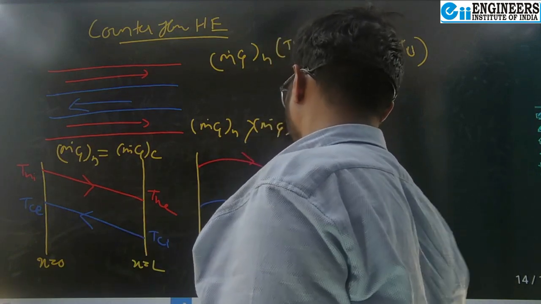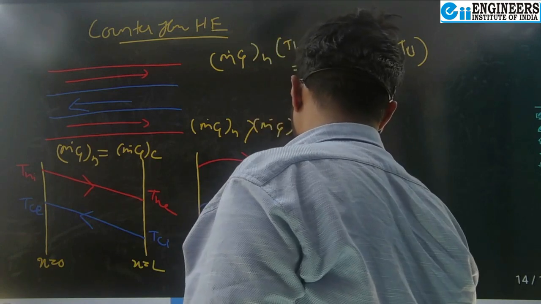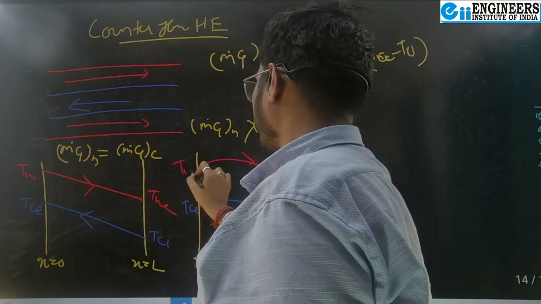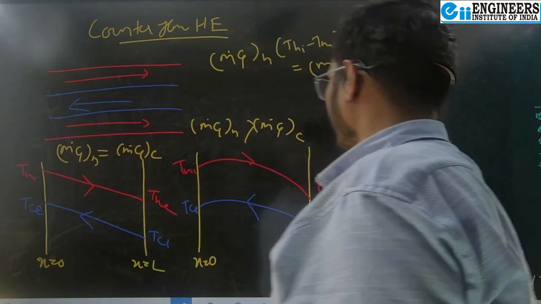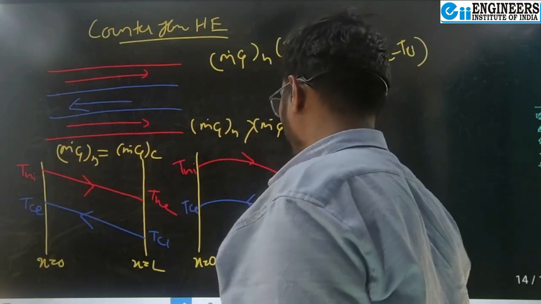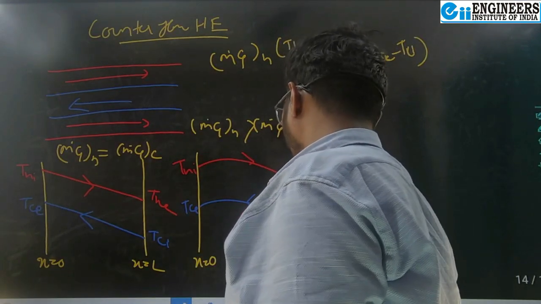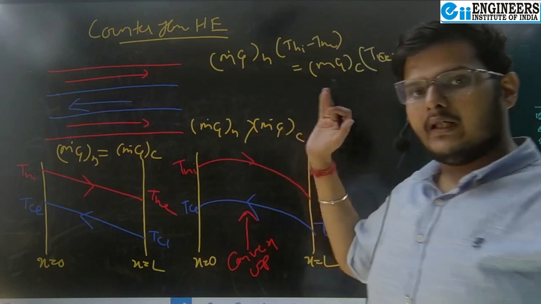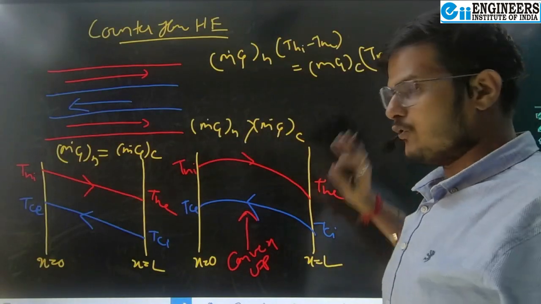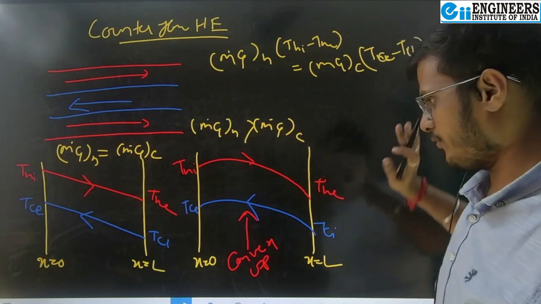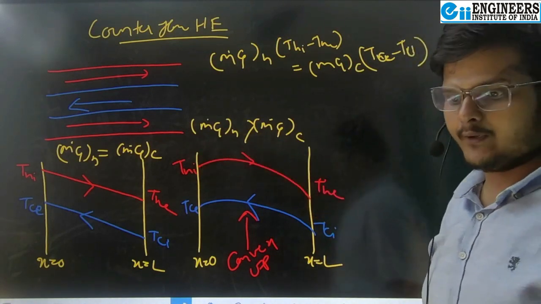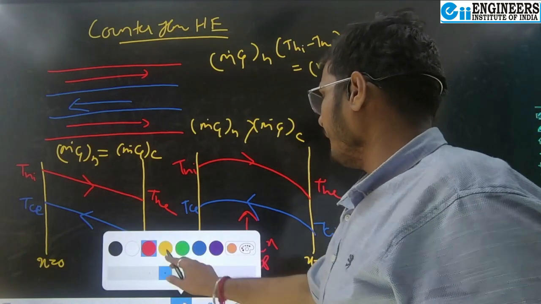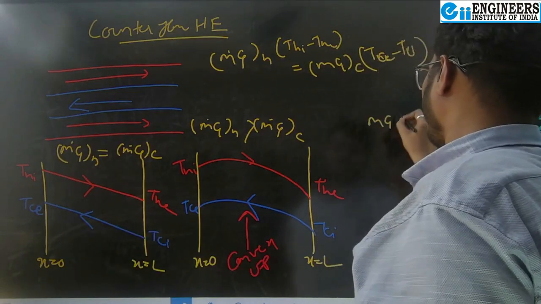Yes, here it is TCI, TCE, and here it is THI and THE. In this case, if mCp hot is greater than mCp cold, that is, the heat capacity of the hot fluid is greater than the heat capacity of the cold fluid, the profile that will form will be convex up.